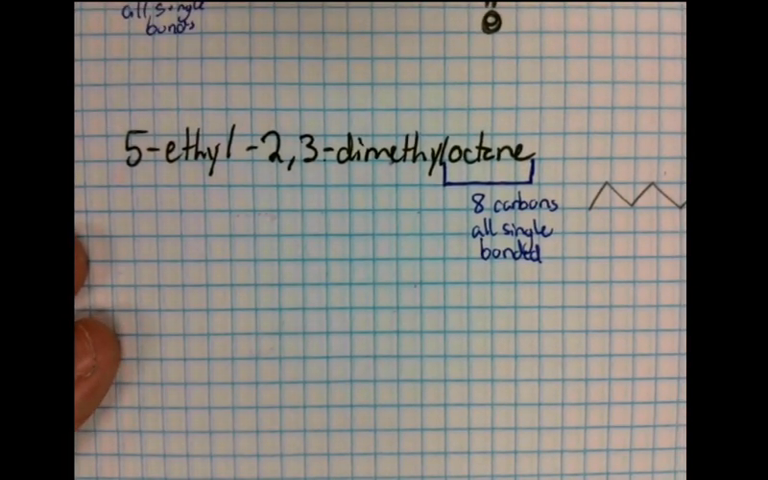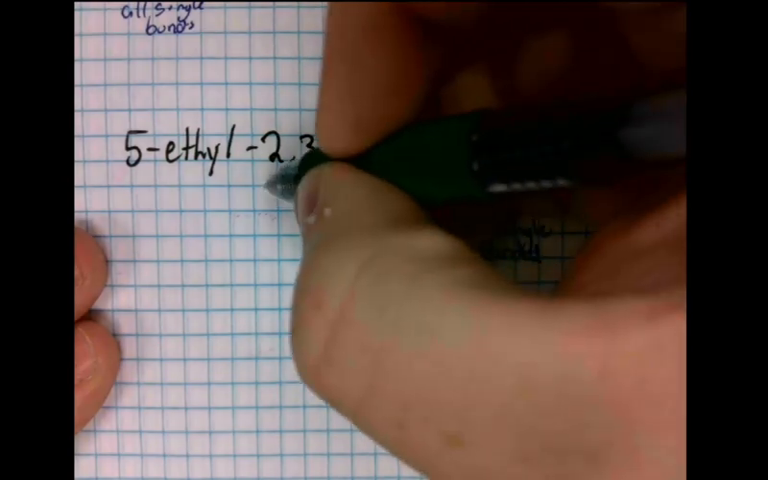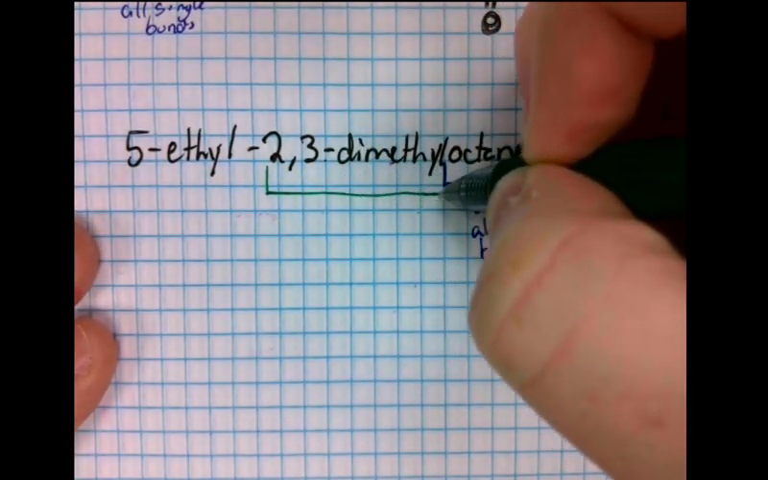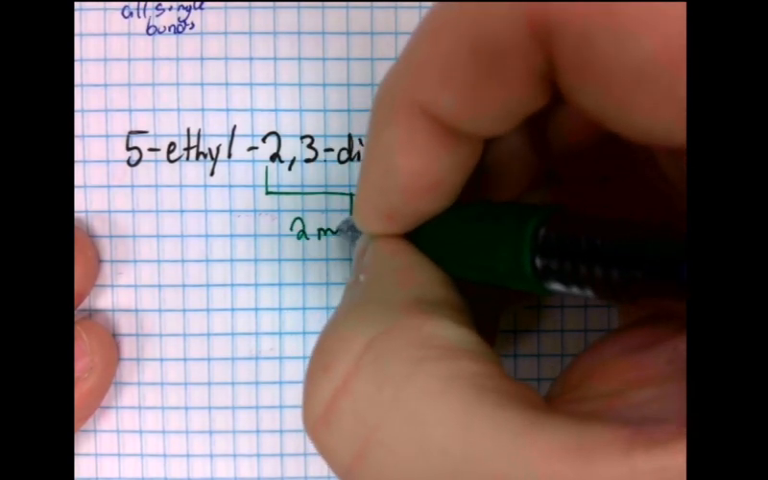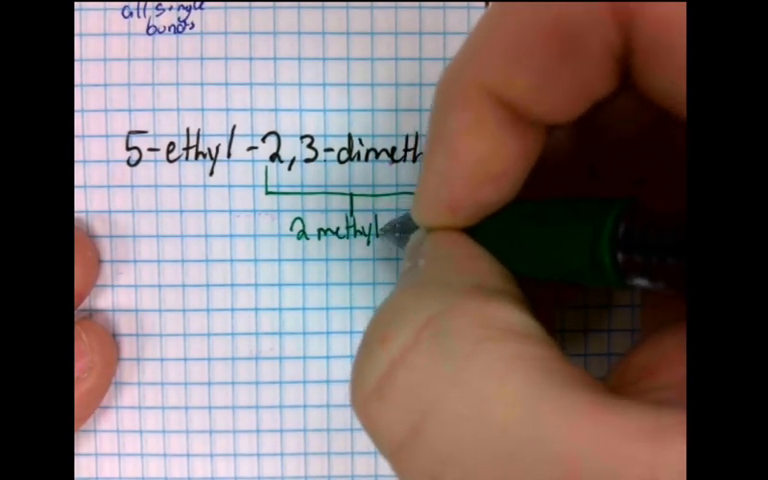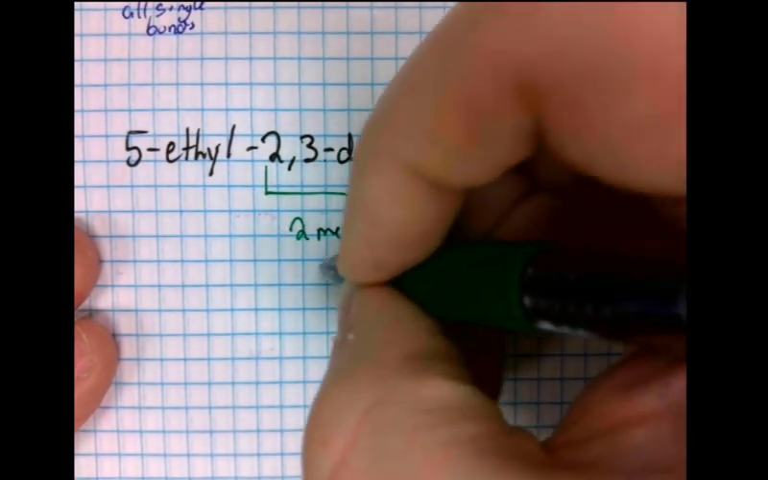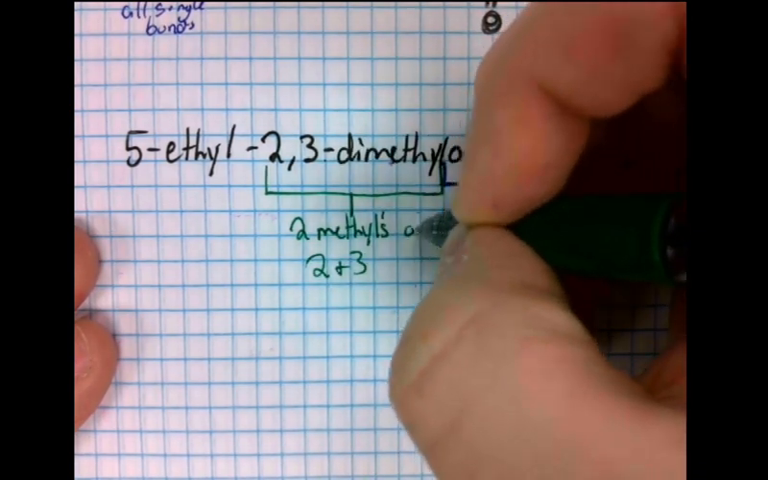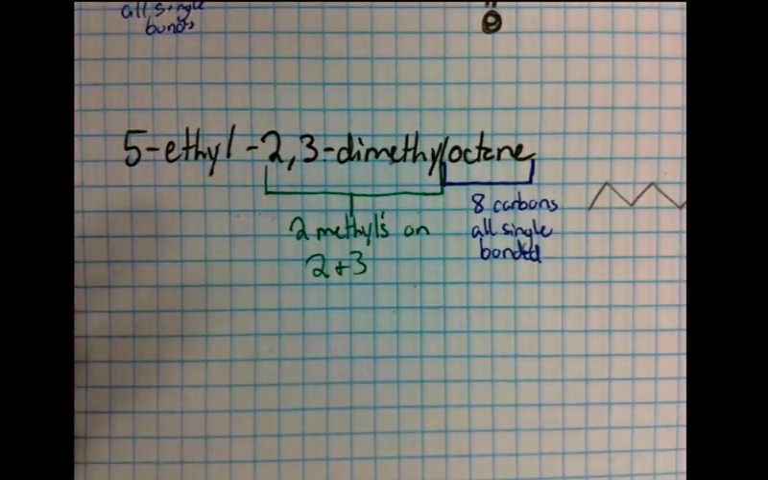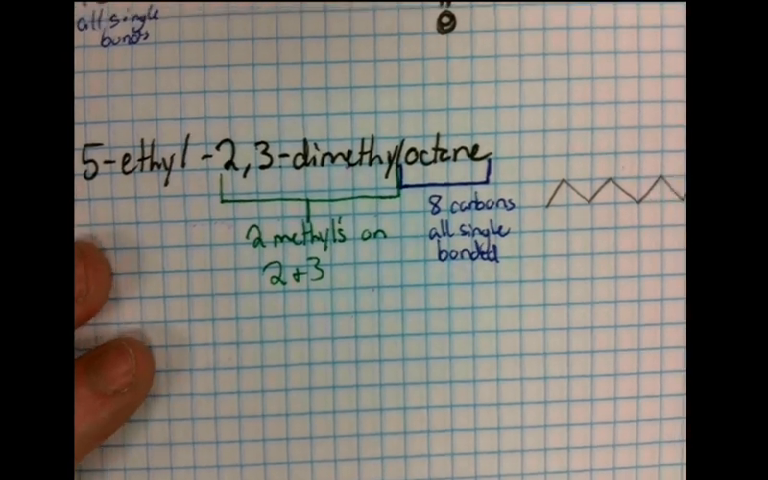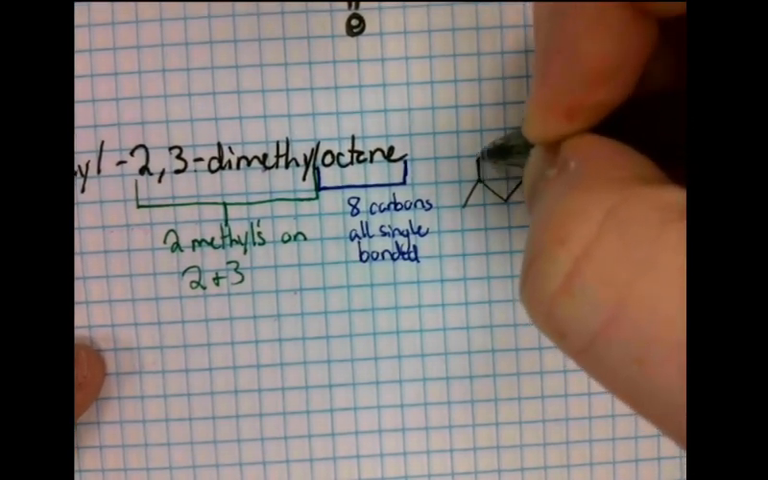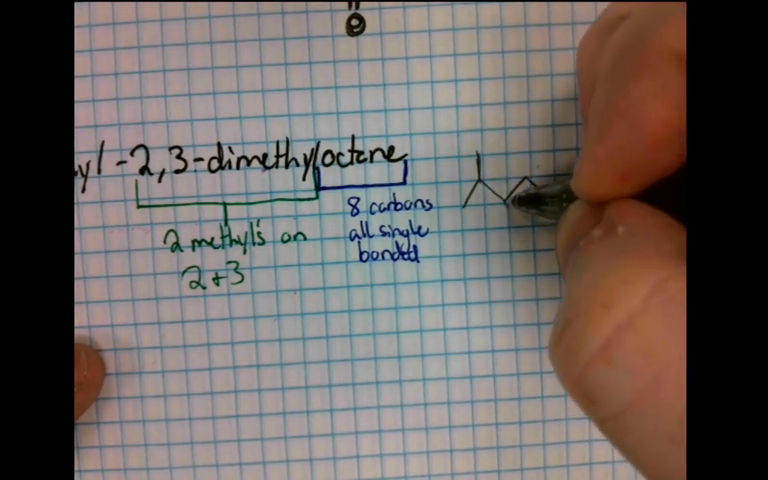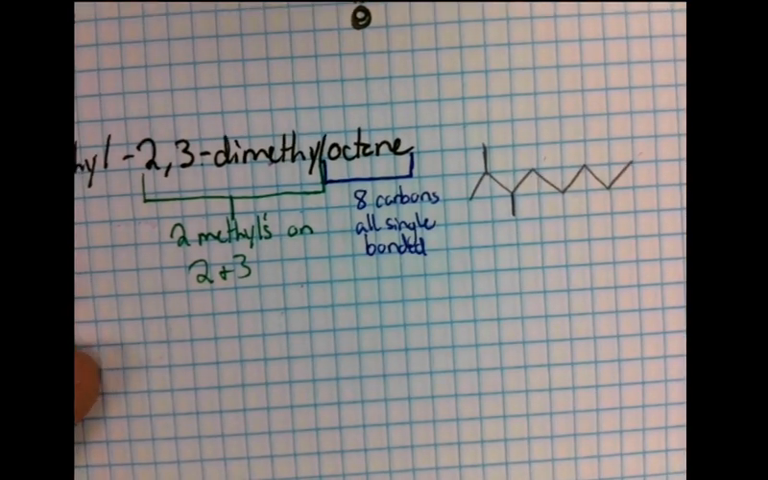Okay, and then we've got our 2 other pieces. We've got a 2,3-dimethyl. So dimethyl means there are 2 methyls, on position 2 and on 3. So methyl is just 1 carbon. There's a 1 carbon chain, and it's going to be on position 2. So I'll just put one right here. And on position 3, I'll put one right there.